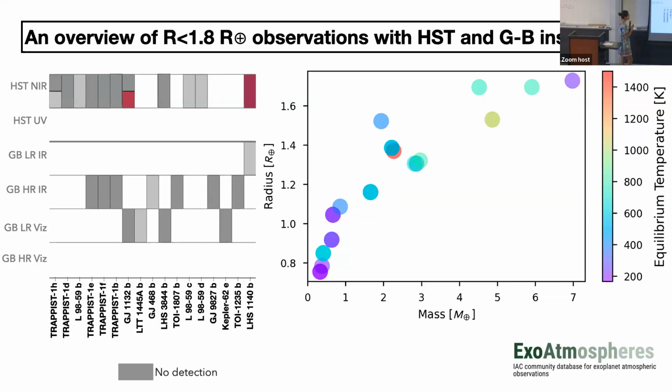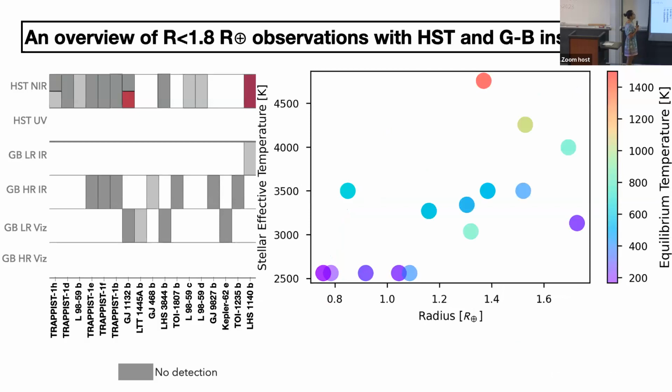You can see that there have been about a dozen and a half observations of terrestrial planets. And here on this plot, that's only everything less than 1.8 Earth radii. That means that we're looking at things less than about 10 Earth masses. They range in temperatures from planets around 200 Kelvin that you might consider potentially habitable, all the way out to more highly irradiated systems that are over 1,000 Kelvin. One is all the way up there at around 1,400 Kelvin.